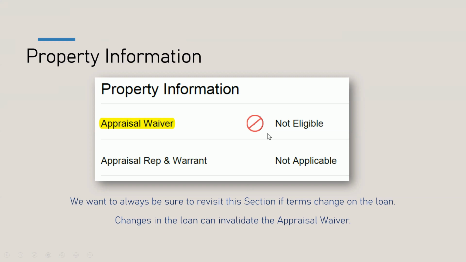As underwriters, we definitely run a final DU for CTC, and a DU before we send your approval back. Why? So that we can make sure that, especially if there are any appraisal waivers, they're not invalidated.